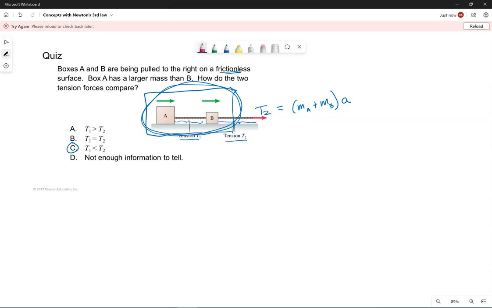As opposed to, if I want to zoom in and focus on just tension 1, I could draw this picture and say tension 1 here is pulling to the right. But it is only pulling on box A. So tension 1 is only responsible for accelerating box A. Now granted, tension 1 is pulling back on box B. So not only does tension 2 have to accelerate box B, but it must also, in turn, indirectly accelerate box A. So tension 2 has to be bigger than tension 1.